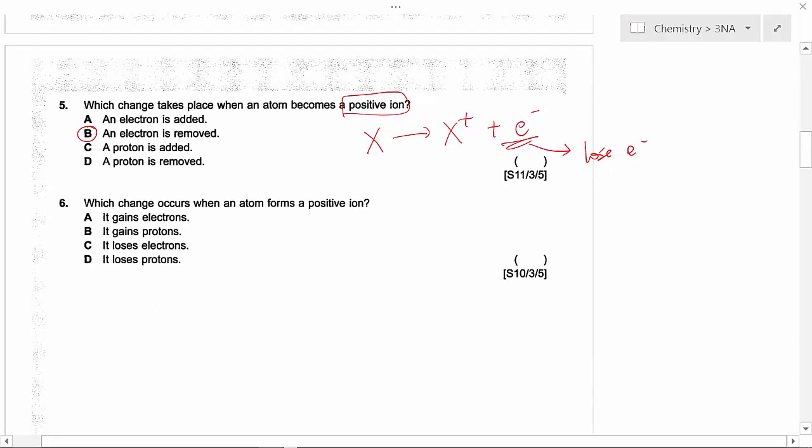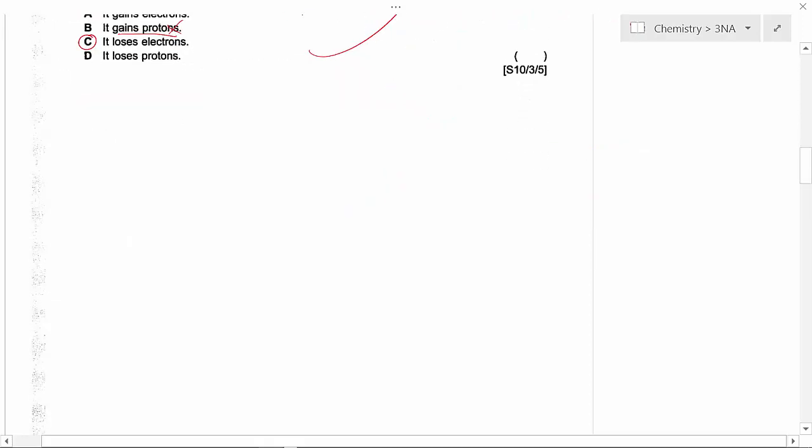Now, which change occurs when an atom forms a positive ion? Same thing. It loses electrons. Now, we never gain protons. Protons never change in the nucleus. So protons will never change in any atom when they form ions. Only electrons are gained or lost. If you gain electrons, it becomes negatively charged. If you lose electrons, it becomes positively charged. In this case, to form a positive ion is to lose electrons. Same case as the previous question.